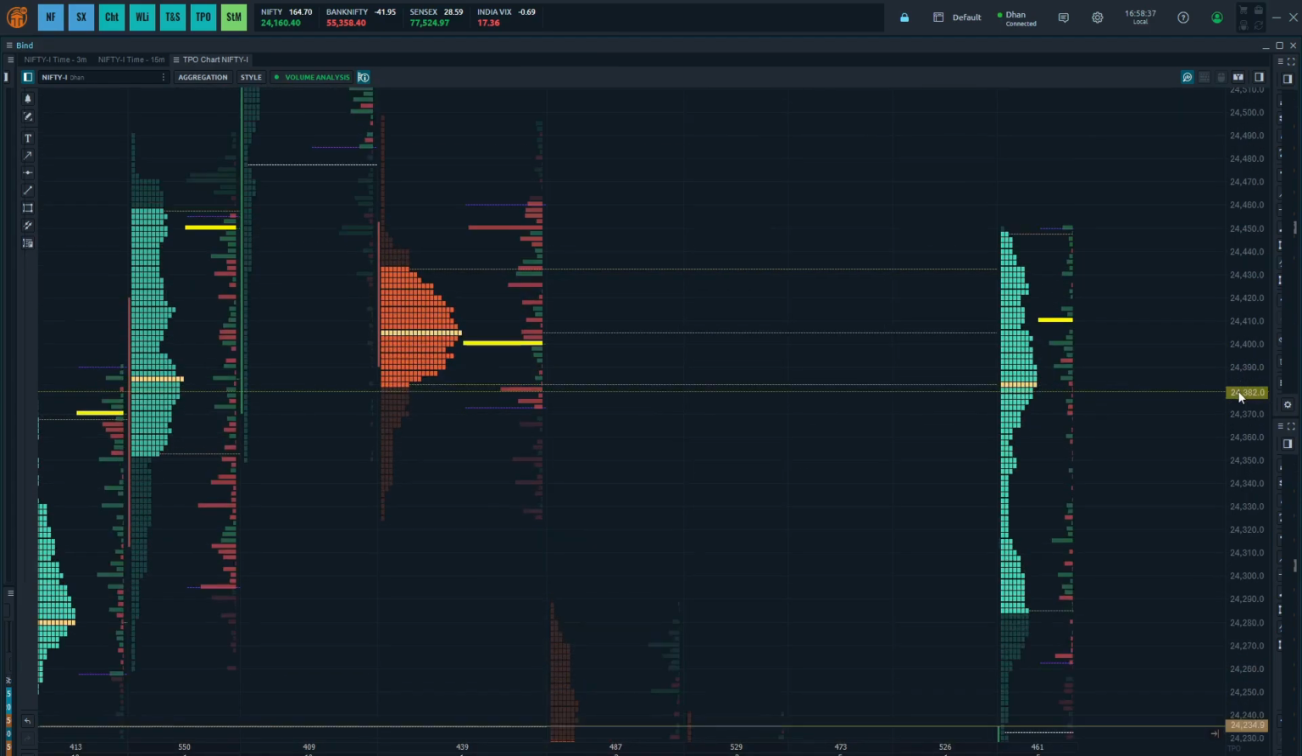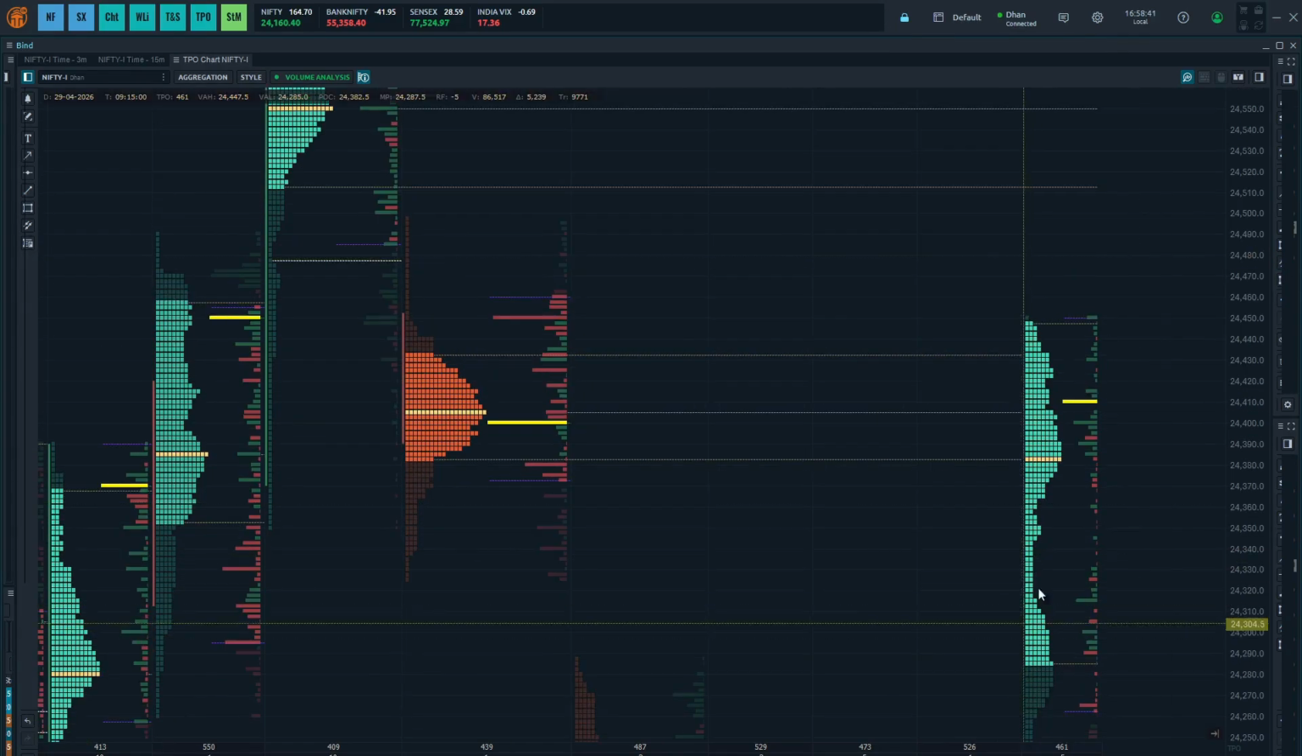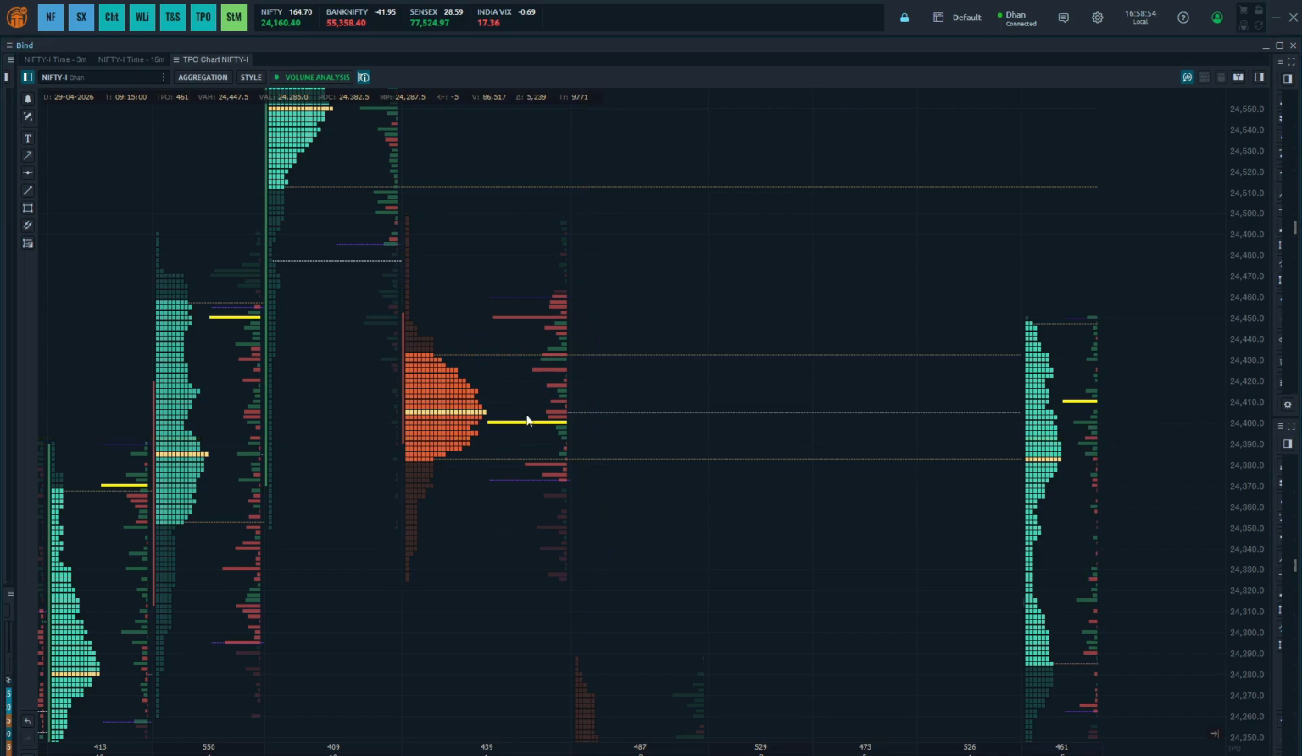Okay, now let us zoom into this area, this profile, because the price is approaching into this zone. So this zone which I'm marking here, this is the profile, and our price is approaching inside this area. Whatever support and resistance is here, that can be an important level.